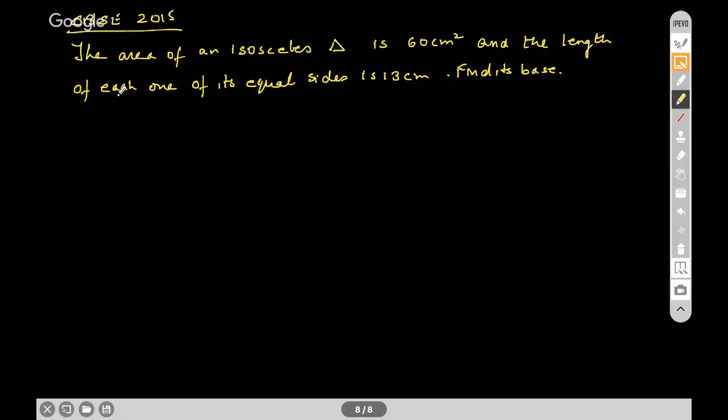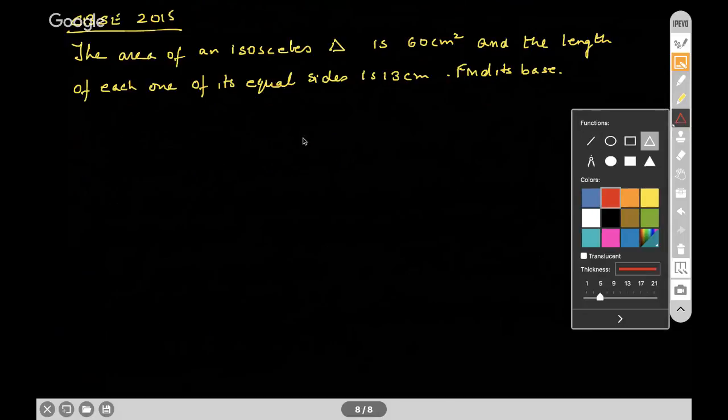So let's read the question once again. The area of an isosceles triangle is 60 centimeters square, and the length of each one of its equal sides is 13. Find its base. Very good. Let's try and solve this problem. So an isosceles triangle we'll have to make. Okay, so this is my isosceles triangle, let's say. So in geometry problems, please do not forget to make a diagram.